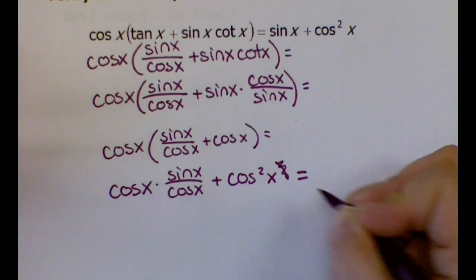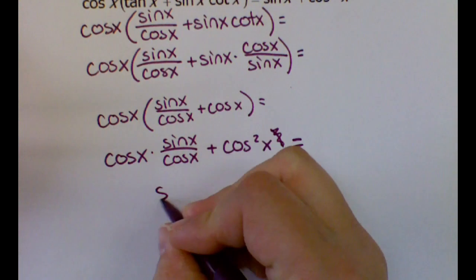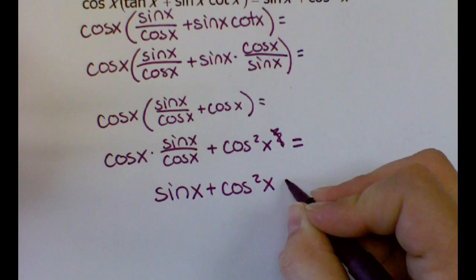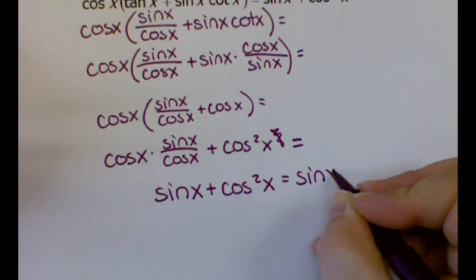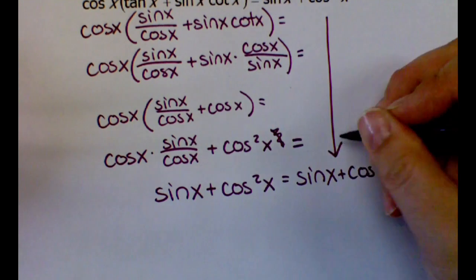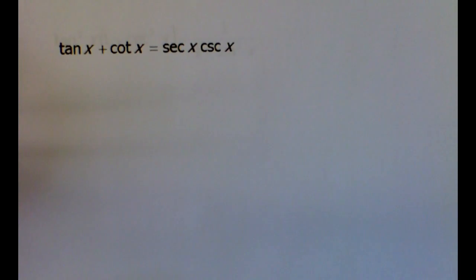So I don't need a parenthesis there. There we go. And my cosines cancel on this first part. So sine of x plus cosine squared of x equals exactly what I was trying to get. And my answer is done.